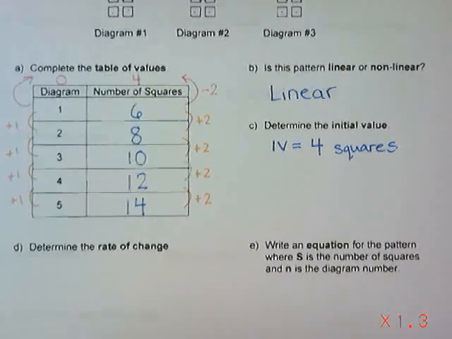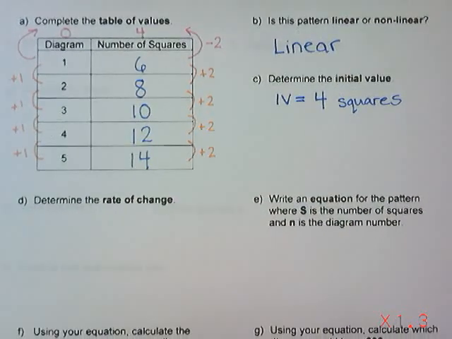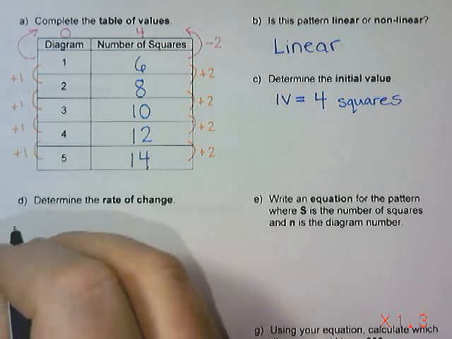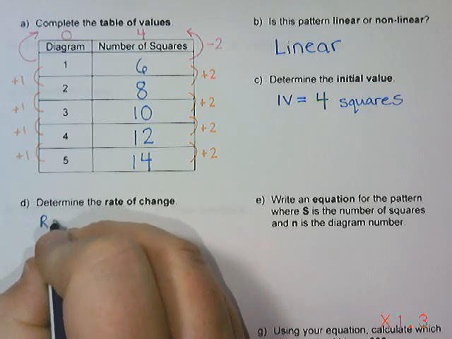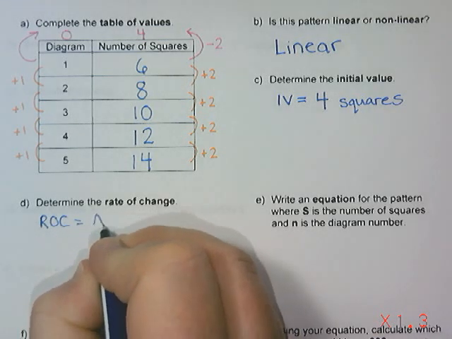All right, up next it asks for the rate of change. So the rate of change is how much we're going up or down by each time. So there's a formula for rate of change that we learned. We said rate of change is delta y over delta x.